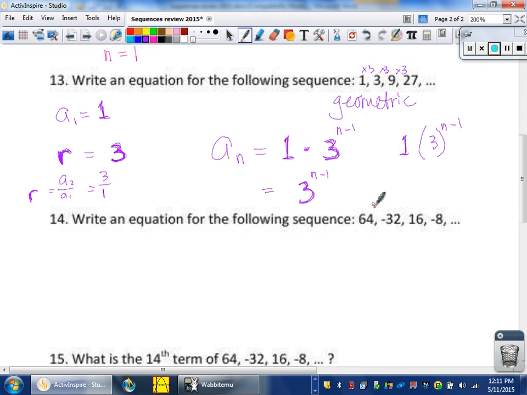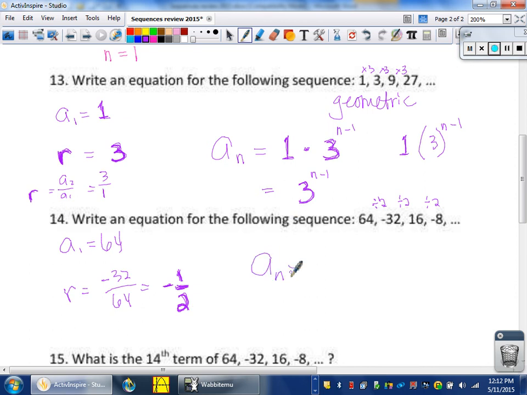64 to 32 is negative, divide by 2, divide by 2, divide by 2. So we do the same thing. This is a geometric sequence. The first term is 64. The ratio: negative 32 over 64 is a negative 1/2 ratio. Okay, so with geometric sequences, we don't have to worry about the negative 1 to the power thing. We take care of that with the ratio by itself.